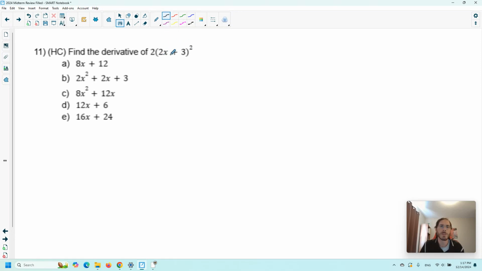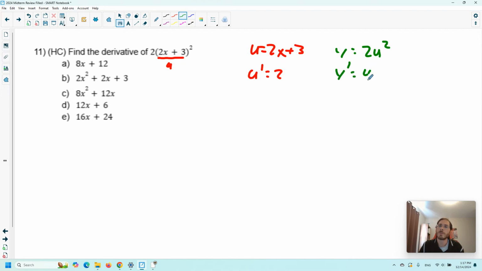So in here, this looks like this is going to be a chain rule. So you could either use the chain rule or the general power rule would be okay too. I'm just going to go with the full chain rule just to review the chain rule. So we're going to say u is equal to 2x plus 3. And then y is going to be 2u squared. So u prime is going to be 2, because that's the derivative of 2x plus 3. Y prime is going to be 4u.